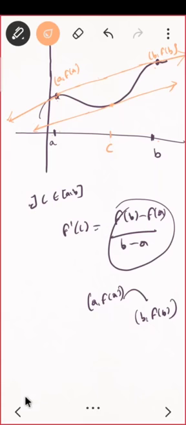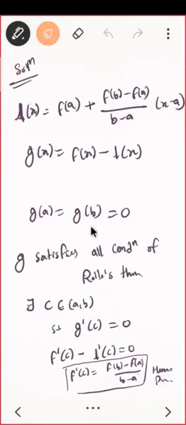Take this L of x. If you observe properly, it is actually something like the slope-point form. This is my slope. When your function is something like this: L of x minus f of a is equal to f of b minus f of a, which is a constant for me, you don't worry about it, times x minus a.